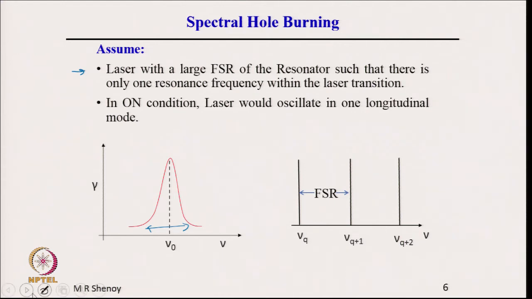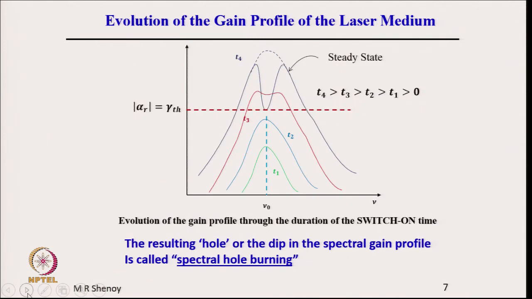With this assumption, let us again discuss what happens to the gain when we cross the threshold. So, here it is. The pump is switched on at t equal to 0. T1, T2, T3 are such that T1 is greater than 0, T2 is greater than T1, T3 is greater than T2, and so on.